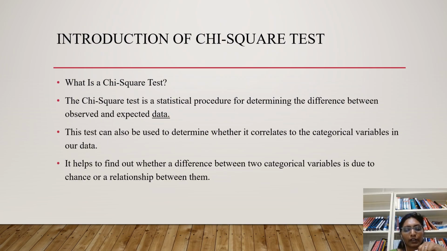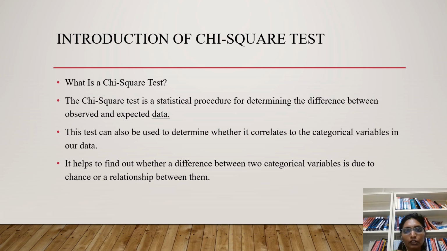So what is the chi-square test? The chi-square test is a statistical procedure for determining the difference between observed and expected data. Some data is given, and we have to find the expected values and see how they differ. So what is the difference between them? That analysis is called the chi-square test.